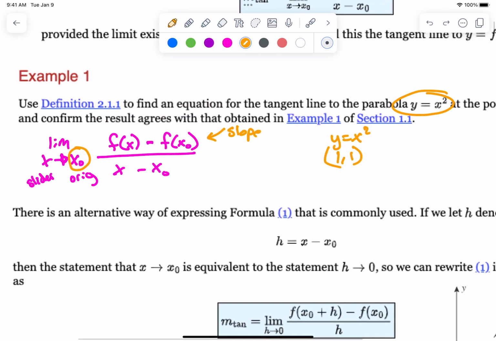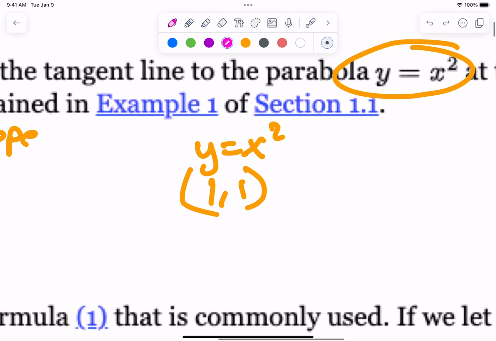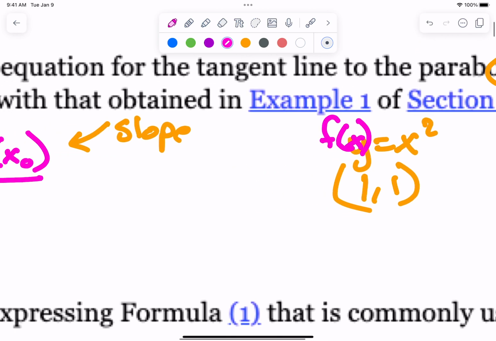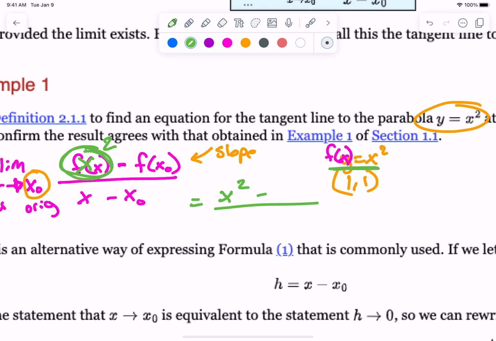All right, so our function, y equals x squared. This is like saying f of x equals x squared, right? Got it? Okay, that's what f of x is. So when we go to plug stuff in, f of x is x squared, right? I'm going to write it down here. X squared over, okay? F of x naught, okay? Our f of x, our function right here, y equals x squared, that's f of x equals x squared. So if I say f of x, I'm just putting x squared in that first spot, okay? All right, minus f of x naught, okay?